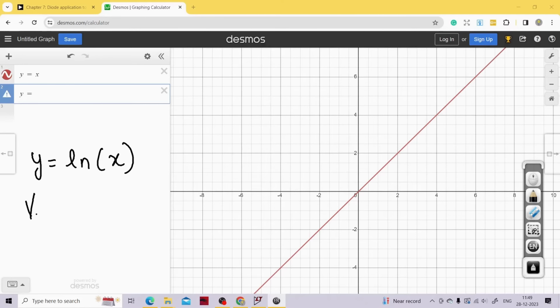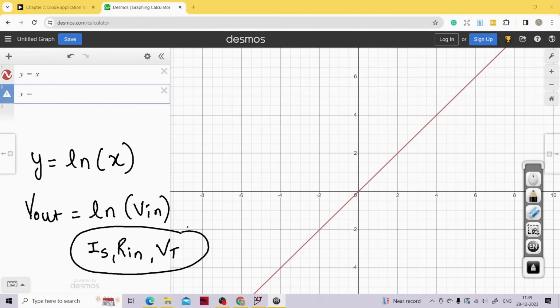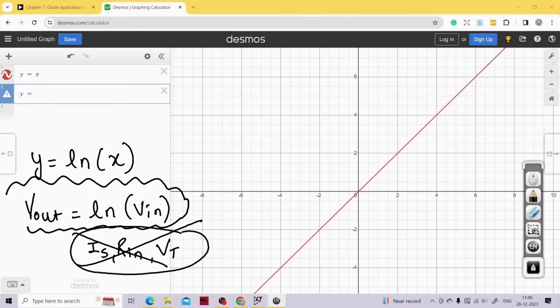That means my v out is equivalent to log of my v in, and we are not taking R in and VT into account as of now. We are not focusing on them. We are just focusing on this particular equation. Let's see what value we will get. So y is equal to log of x. Let me put y is equivalent to log of x over here.